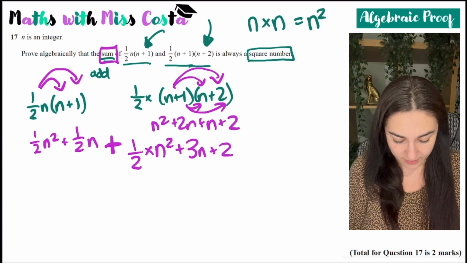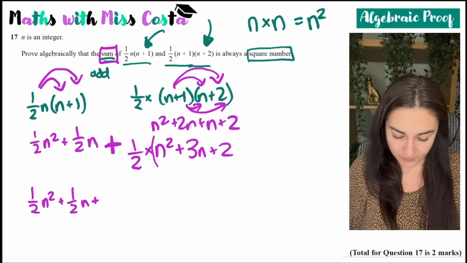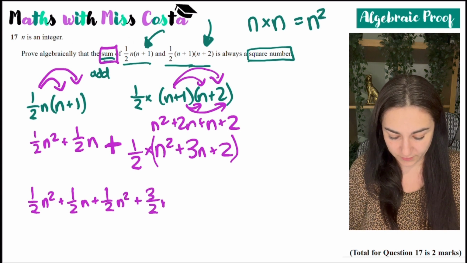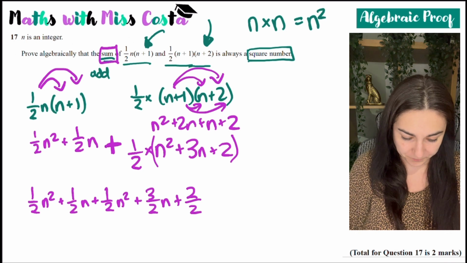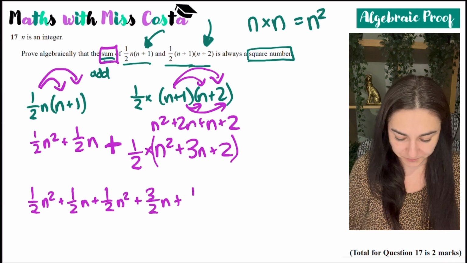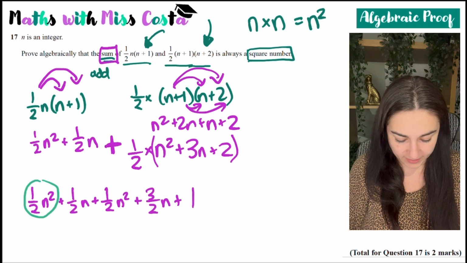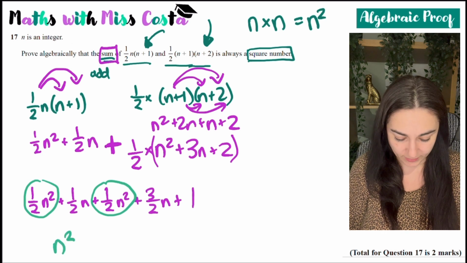So I've got a half n squared plus a half n plus, I'm going to have to multiply this whole thing by a half. So that would be a half n squared plus 3 over 2 n plus 2 over 2. So 2 over 2 is just going to be 1. So I can just change that to 1. So now what can I bring together? Well, a half n squared plus a half n squared is going to just give me 1 whole. So that would be n squared.